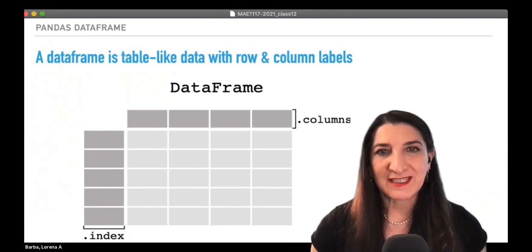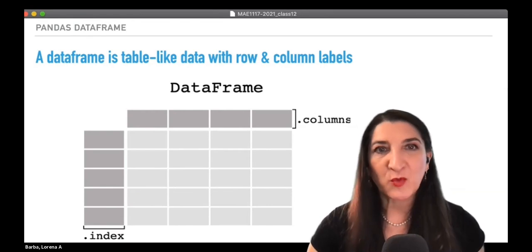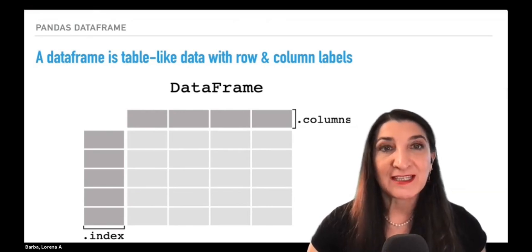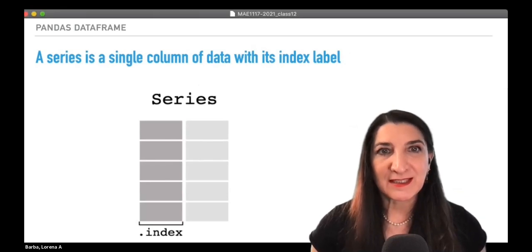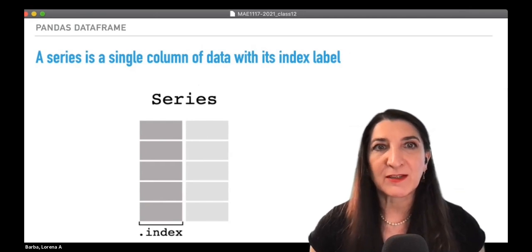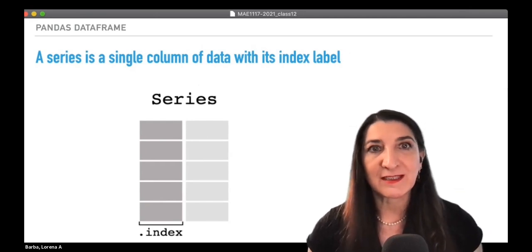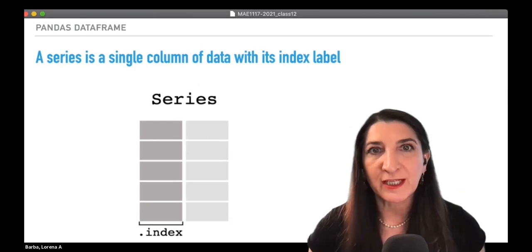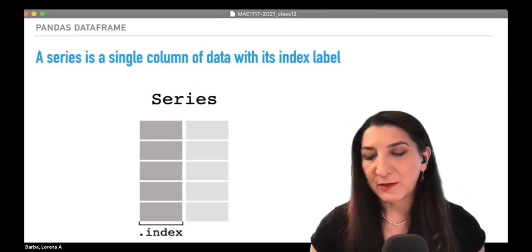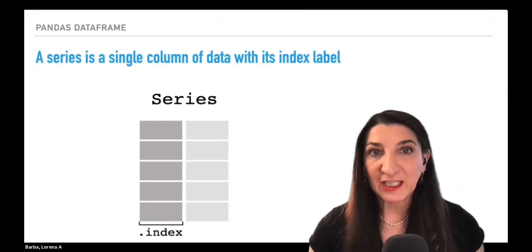and we have row indices, okay? And just one column of that data frame is called a series, and a series is a single column with the index. So it's not like an array because we have the indices now, and the indices mean something, but we can turn it into an array, as we learned by using the dot values attribute.